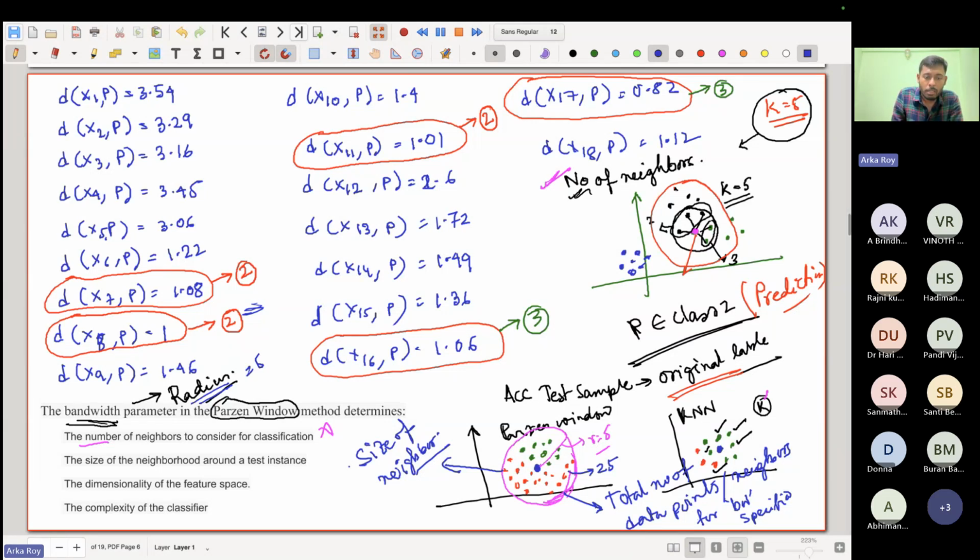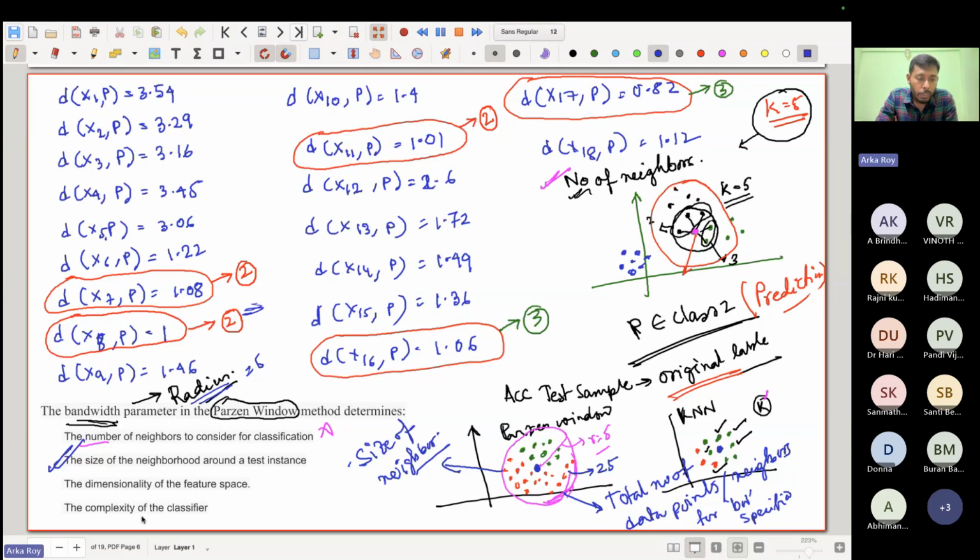So therefore, it is basically a measure of the size of the neighbor rather than the direct number of neighbors. Over here, if you just put k equal to 5, you have to consider only 5 points. But in this case, you cannot take 5 points because it is basically the radius of a circle. By that particular radius, how many data points you have covered, that means how many neighbors you have covered, that you have to see. So this particular parameter basically tells you about the size of the neighbor rather than the absolute number of the neighbor. So therefore, this is the correct answer.